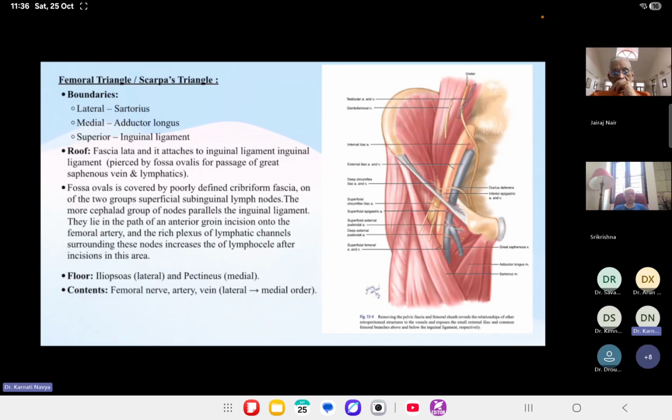The floor is formed by the iliopsoas laterally and the pectineus muscle medially, and the contents are femoral nerve, artery, and vein, from lateral to medial.